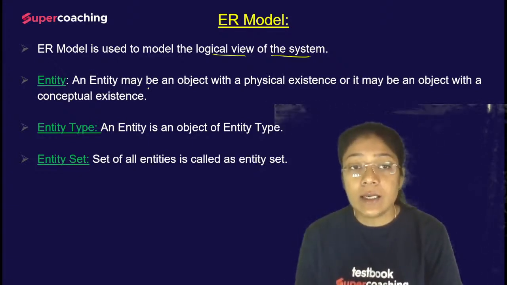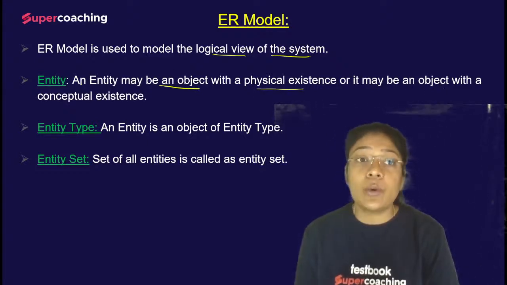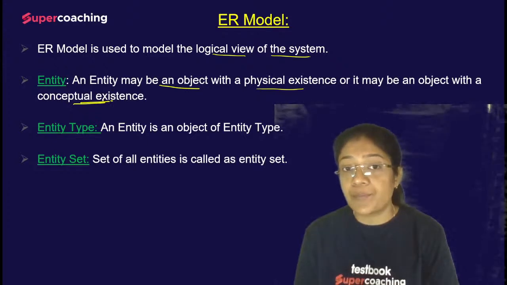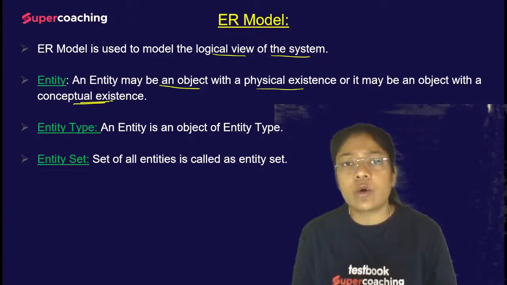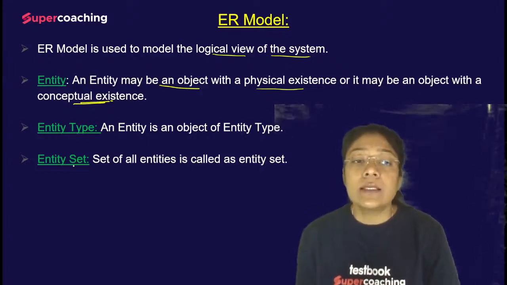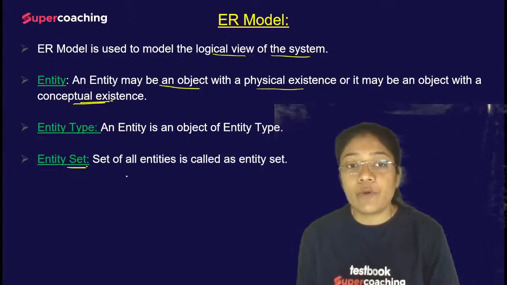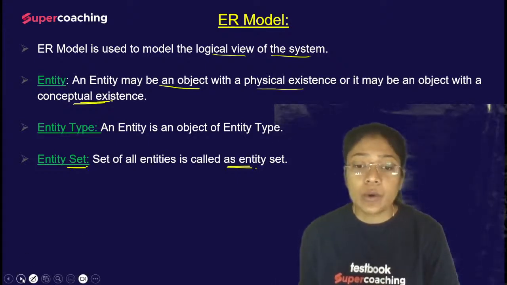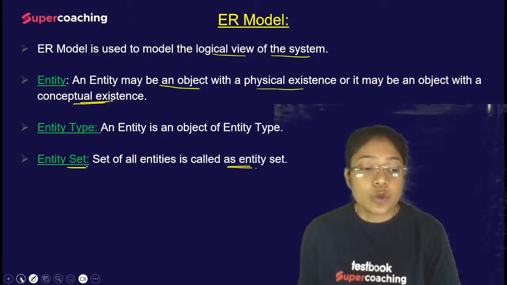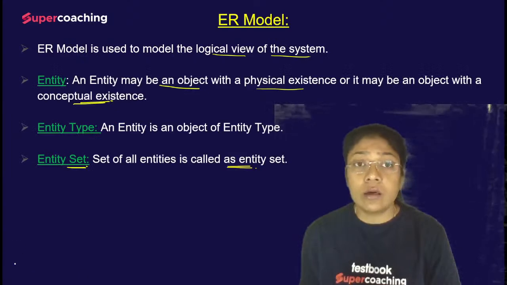So an entity may be an object with a physical existence or it may be an object with a conceptual existence. Next, we have the entity type. This is nothing but the object of the entity. And next, we have the entity set. The name itself suggests that a set of all entities is known as an entity set. Okay? यहाँ तक कोई डाउट?